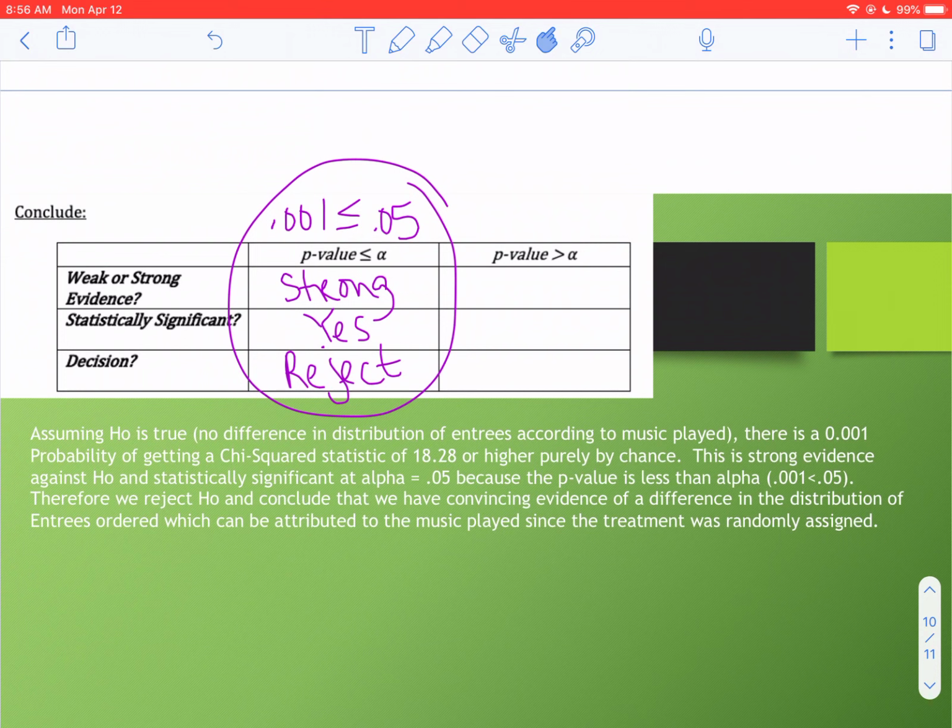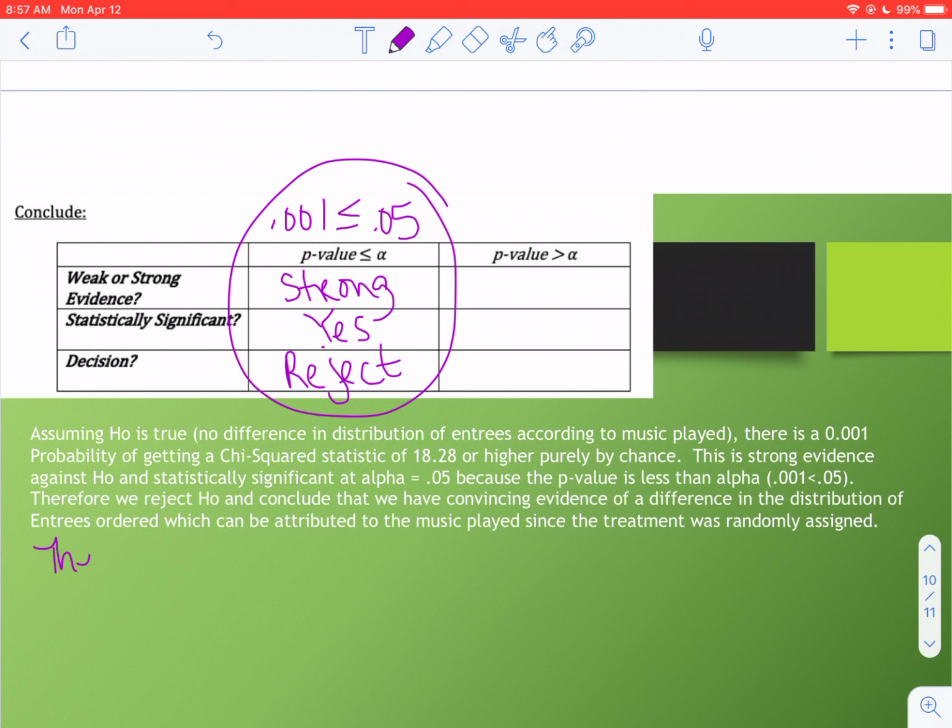Now, in addition to the regular conclusion, you should also state something about which component contributed to the high chi-squared the most. So if you look back at all your calculations, the biggest component that I found was when Italian entrees were ordered and French music was playing. Only one person ordered that. And that gave us a component of 7.67 when we took our observed minus expected squared over expected. So I'm going to write a little bit about that.